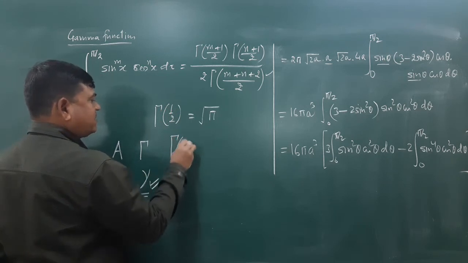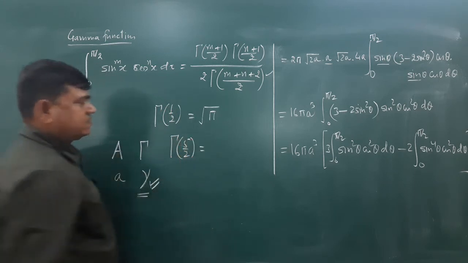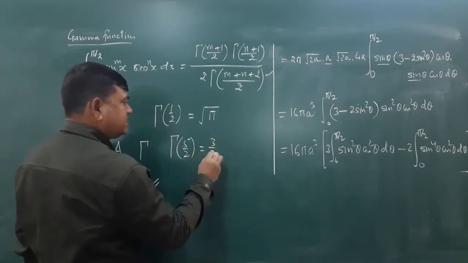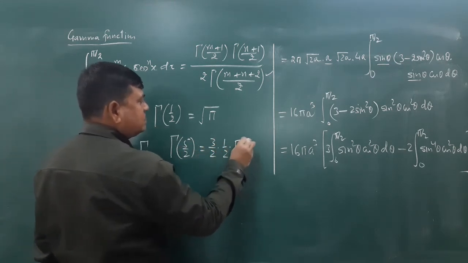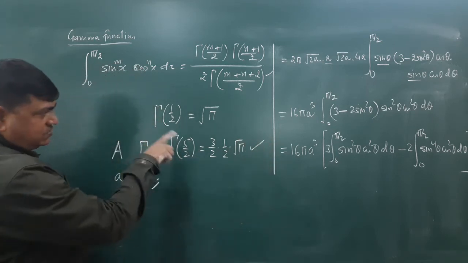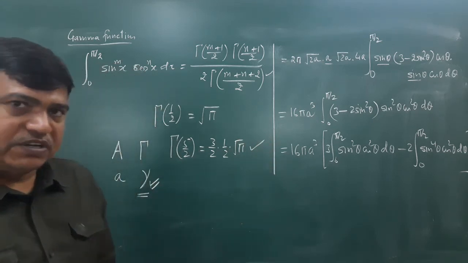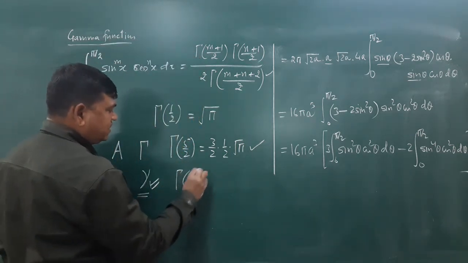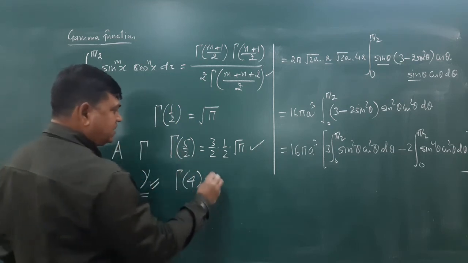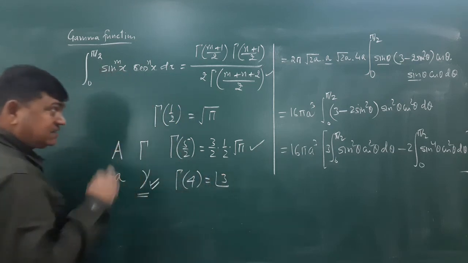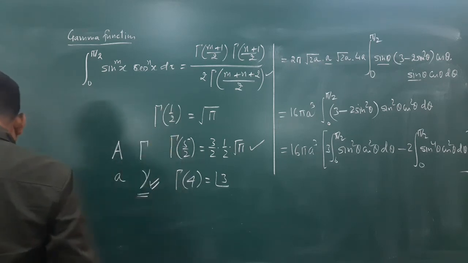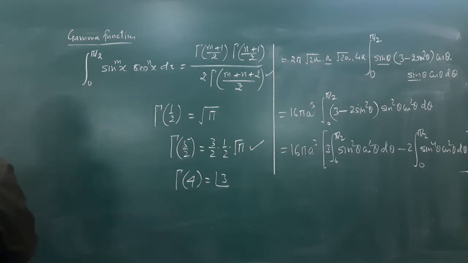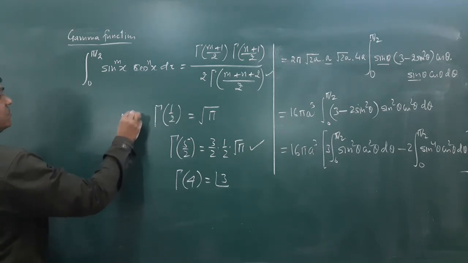Suppose I write gamma 5 by 2 for example. Then this is 5 by 2, so one less of odd numbers, it is 3 by 2, 1 by 2 into root pi. This is the trick to open this one. We will discuss about it later on. And if it is gamma 4, for example, the natural number, then it is factorial 3, one less than this. So you have to remember these digits. Okay, so this is to be noted.